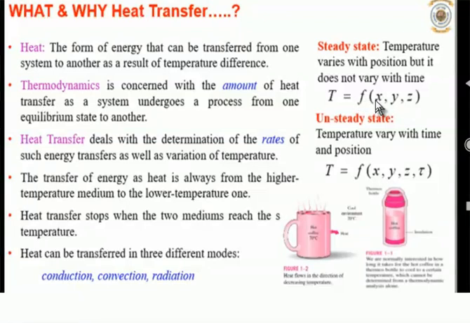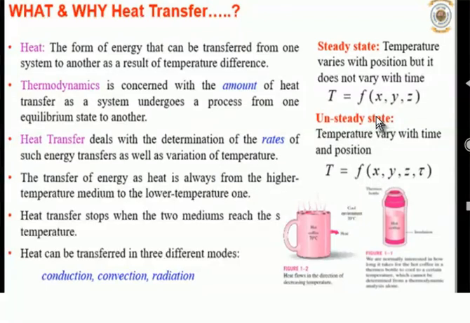Next, unsteady state. In the unsteady state, temperature varies with the time and the position. The temperature is a function of x, y, z and also the time tau. Here the temperature of the component or substance varies with respect to time as well as the x, y, z positions. That type of component is called an unsteady state.